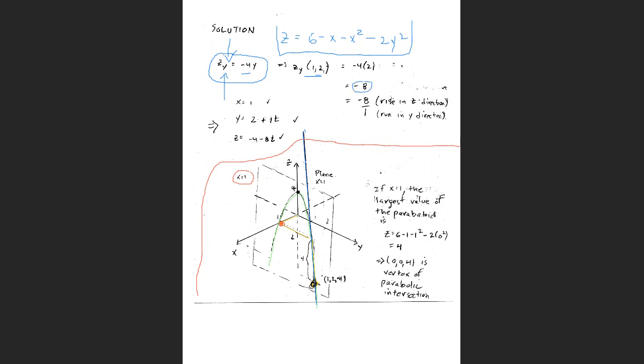But what does that mean? Well, I write -8 as -8 over 1. Let's think of it like this: if I run one positive unit in the y direction, I'm going to rise -8 units in the z direction. That means the line is going down because the slope is negative. And sure enough, this line is going down. And so therefore, here are my parametric equations of the line.